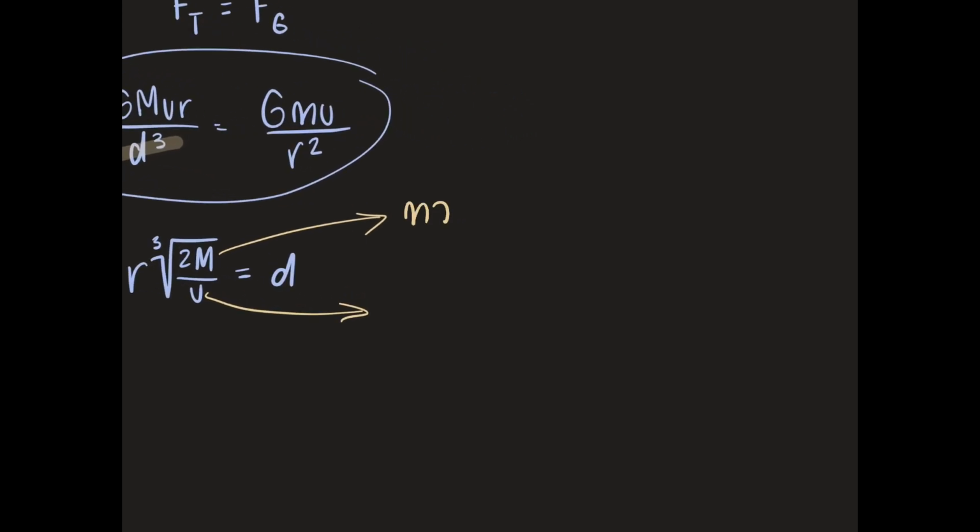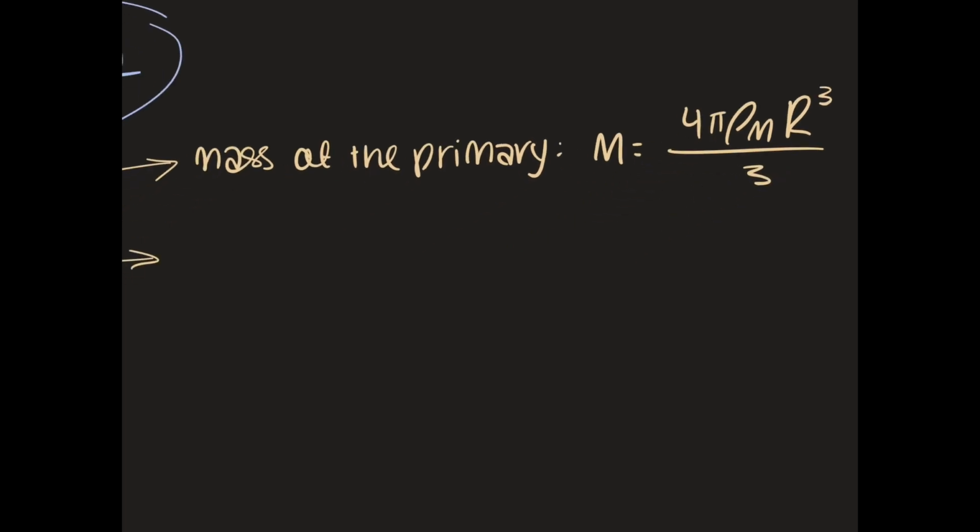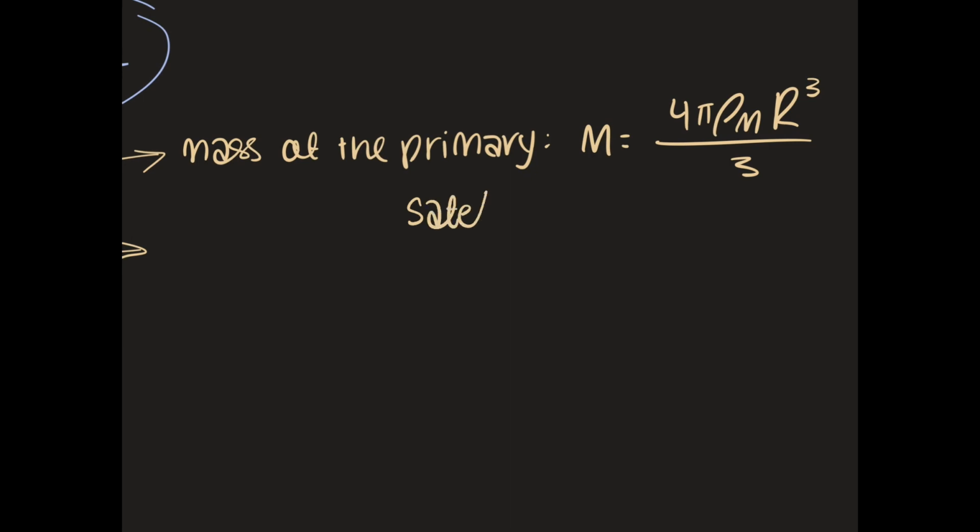So we can say that the mass of the primary, which is basically the mass of the larger object, is equal to 4 pi times the density of that mass times its radius, which is large R because it's the radius of the larger object, over 3. And we can also do this for the satellite, which is orbiting the primary, and we can set it equal to 4 pi times the density of the smaller mass times the radius of the larger mass cubed, all over 3.